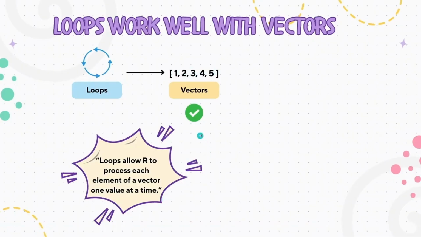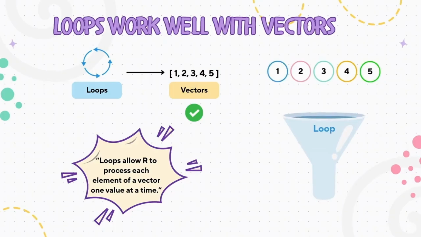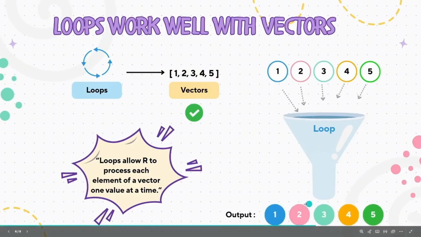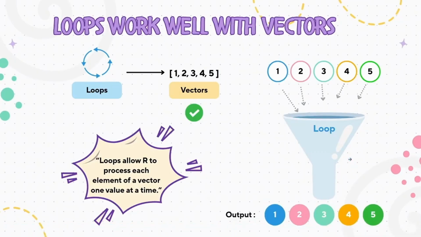So they give you a chance to look at each value individually. This especially is helpful when different values need different decisions or actions. So if there are individual values of a vector and there is a loop, it will take those values individually and it will give individual output. Now in this case, we haven't done anything to the values, but inside of our example, we will.